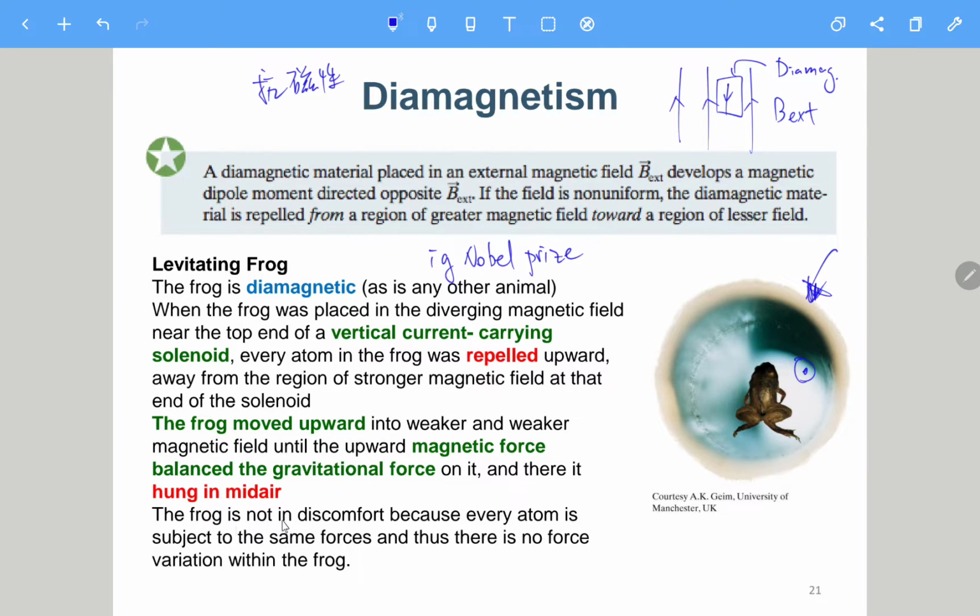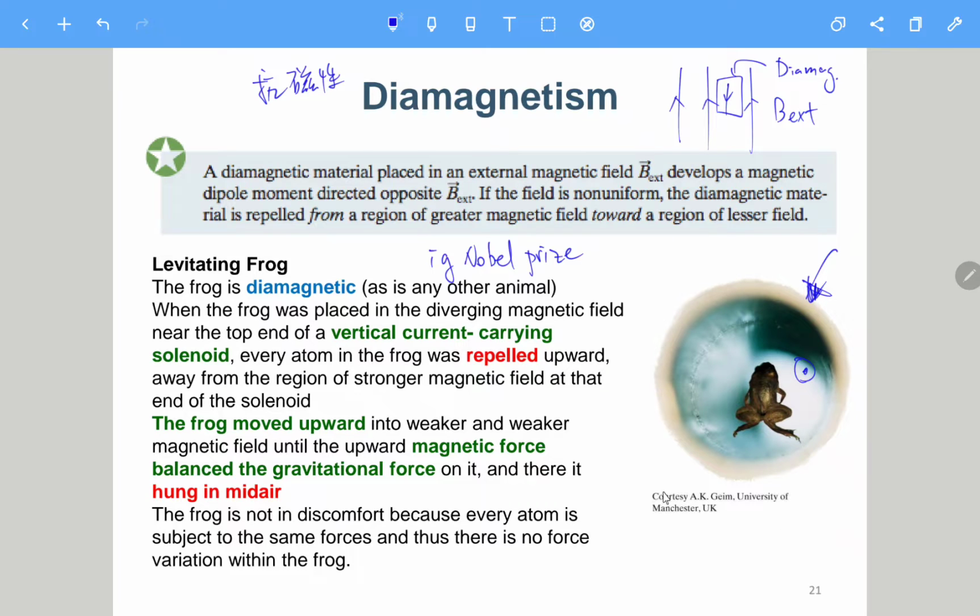The float is not uncomfortable because every atom is subject to the same force, and thus there is no force variation within the frog. The frog doesn't feel pain, because the force acts uniformly on the frog. It's just floating there, not being stretched, which would cause pain.